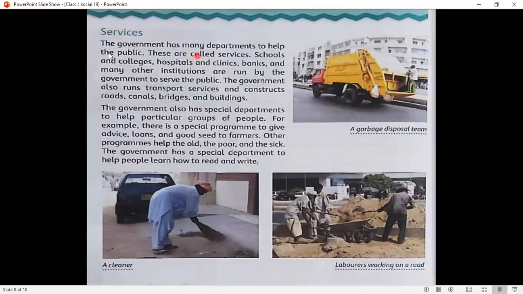Services. The government has many departments to help the public. Here you can see a garbage disposal team. Here a cleaner is cleaning the road. Here some laborers are working on a road. These are called services. Schools and colleges, hospitals and clinics, banks, and many other institutions are run by the government to serve the public. The government also runs transport services and constructs roads, canals, bridges, and buildings.